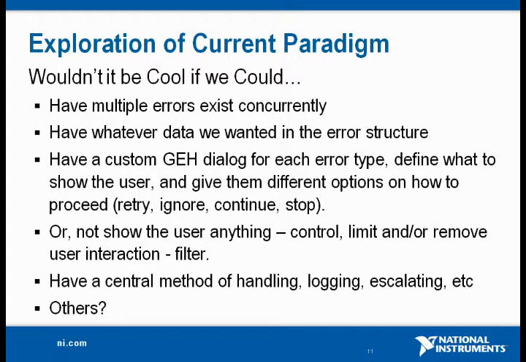Do they want to ignore the error? Do they want to retry it? Retry might not be appropriate for all types of errors, but it might be appropriate for some types of errors. Continue on. Or not show anything to the user. Control, limit, or remove the user interaction completely. Filter out the errors based on the type of error. At the moment, we can't really do that. It'd be great if we could have a central method of handling, logging, escalating, and other things. Anyone want to throw any ideas out on the floor while we're here?